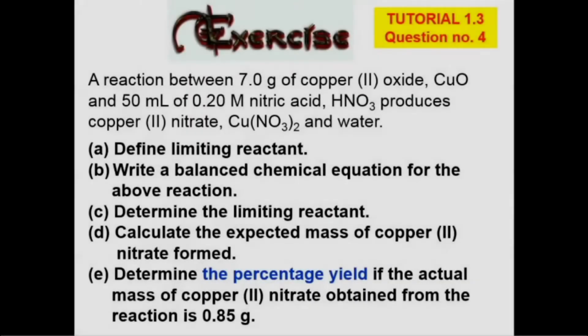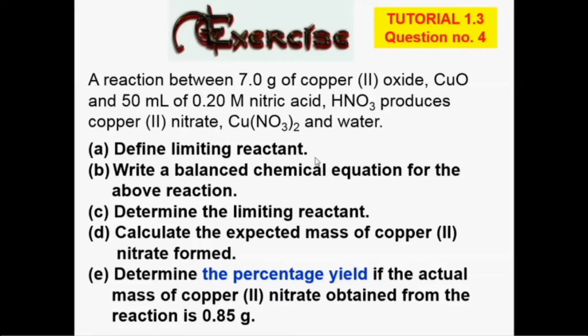Right, so next, let's look at this question here. Actually guys, this is your tutorial question, tutorial 1.3, question number 4. You can check this question in your tutorial book. Now let's look at the question. We have a reaction between 7 grams of copper 2 oxide, CuO, and 50 mL of 0.2 molar nitric acid, which produces copper 2 nitrate and water.